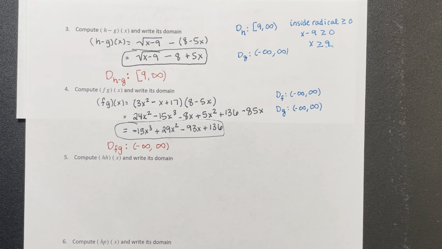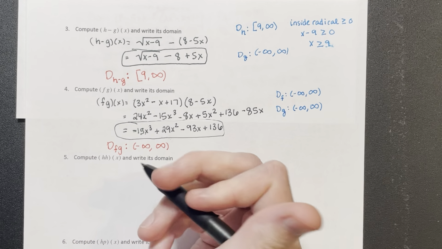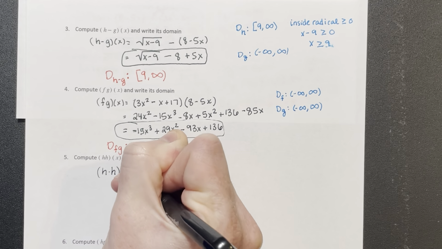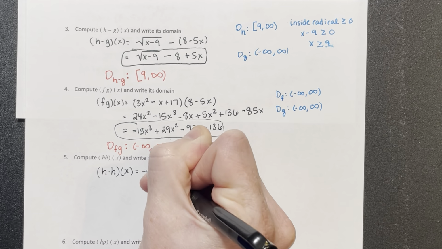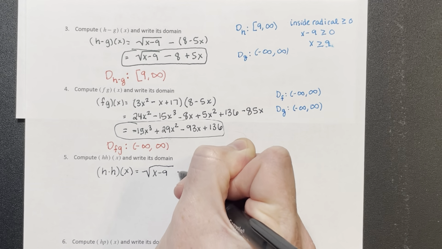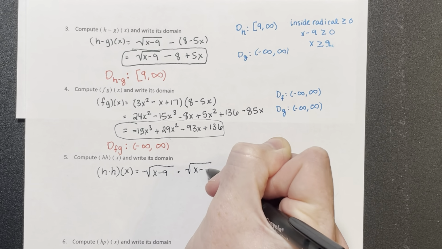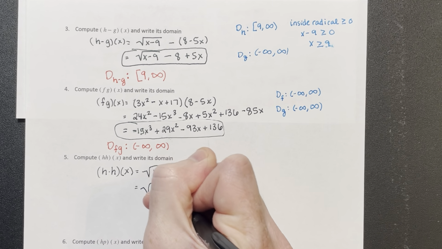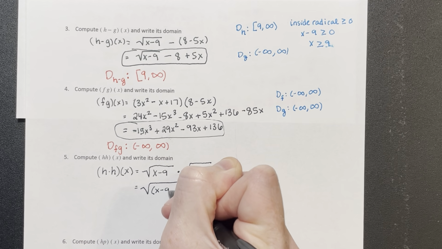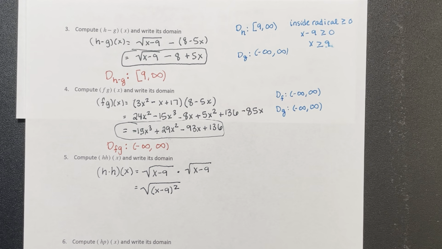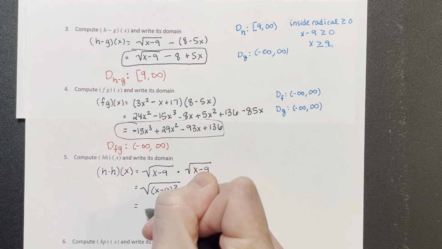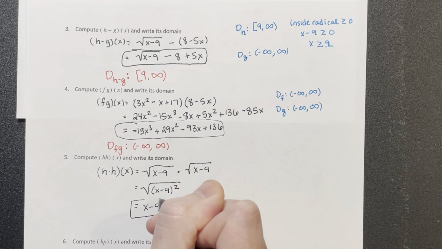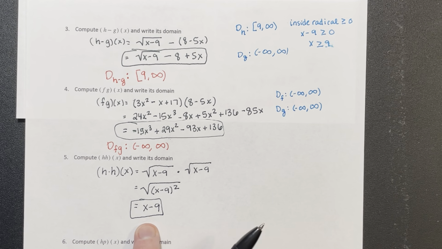All right, h times h. Here's a special one that a lot of students mess up with the domain. So if I look at h times h, it's okay to multiply it by itself. I get the square root of x minus 9 times the square root of x minus 9. So that's just going to give me the square root of x minus 9 squared. When you're multiplying by itself, the squared and the square root would cancel out and give me x minus 9. So it simplifies down to this right here, and it looks like this has no restrictions.